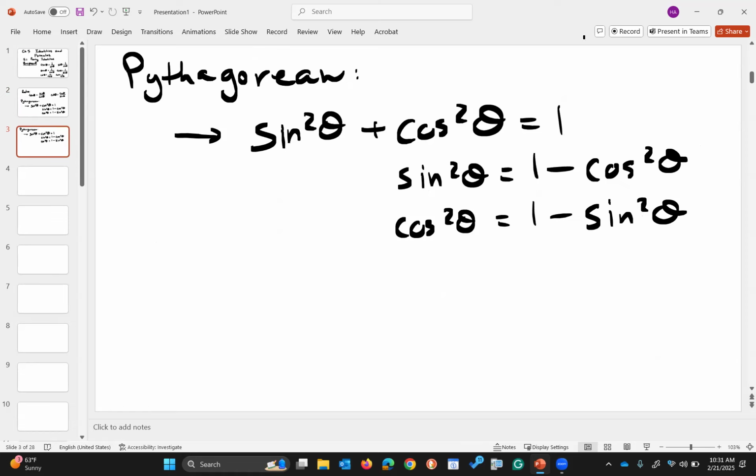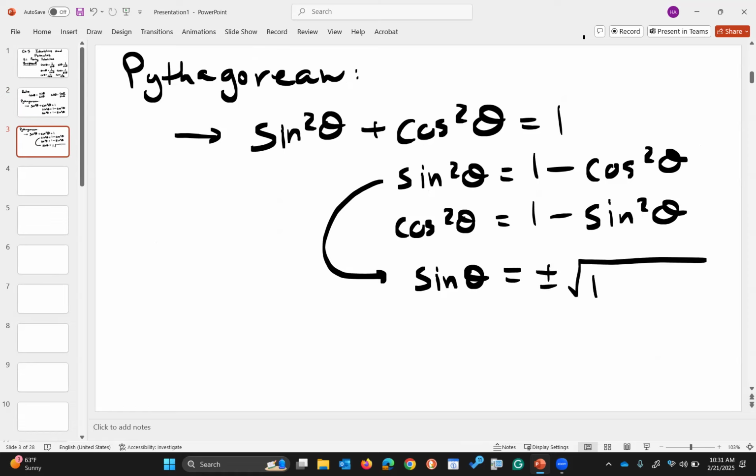Okay, so how about this one? We are going to take a square root of this guy here. And look at that, we can get back to a linear function. We're going to say sine is actually equal to plus or minus the square root of 1 minus cosine squared theta. Okay, I think we did that one before. Did we do that one before? Okay, and then this one right here, this would be cosine.